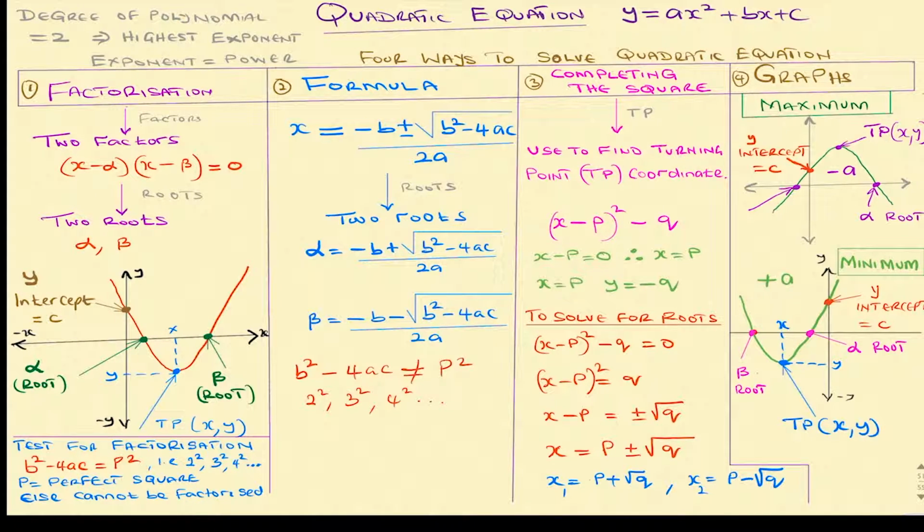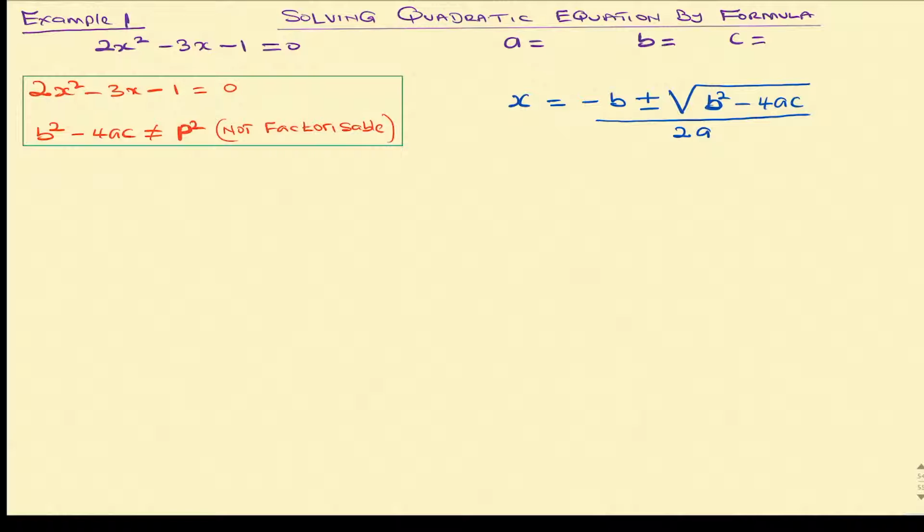The quadratic formula is a direct way of getting the roots. Let's solve this quadratic equation by formula. The question is 2x squared minus 3x minus 1 equal to 0, where a equals 2, b is minus 3, and c is minus 1. All we need to do is plug those values into the formula. x equals minus b plus or minus square root b squared minus 4ac over 2a.